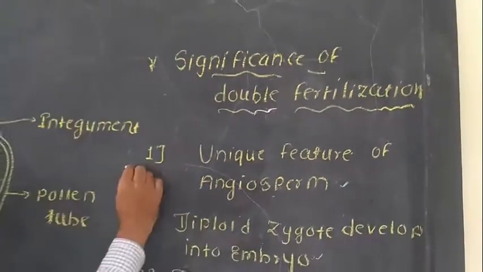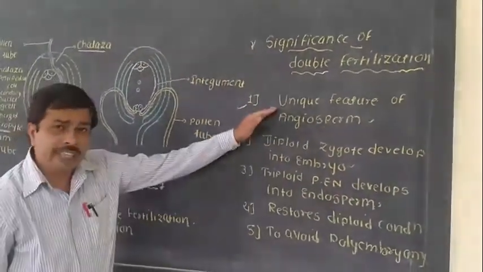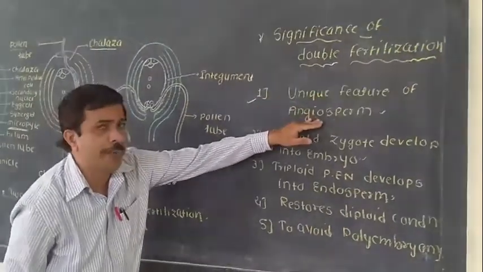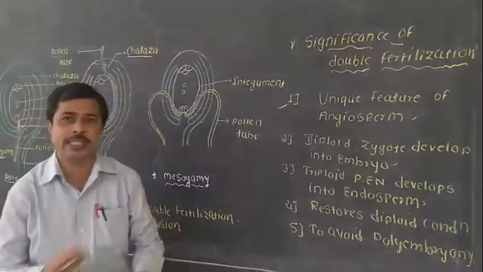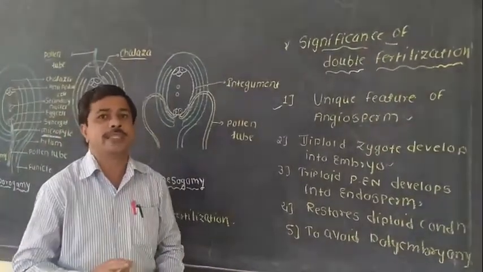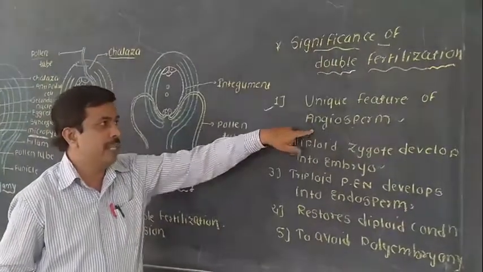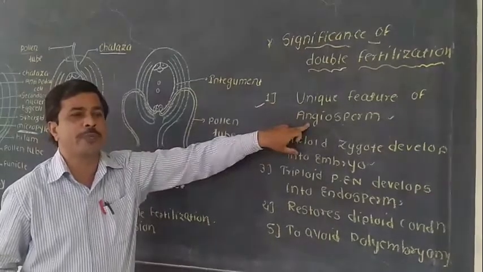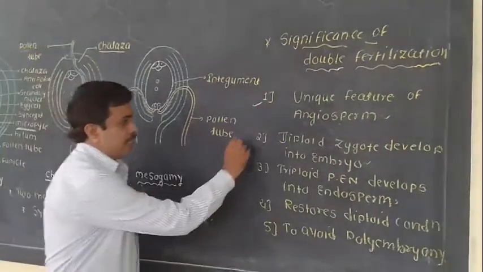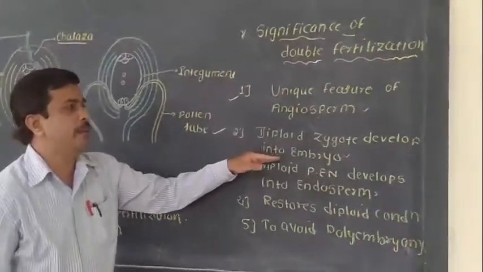The first importance is that it is a unique, distinguishing feature of angiospermic plants, because double fertilization does not take place in any other group of plants. It takes place only in angiosperms. The second importance is that in this process the diploid zygote develops into the embryo.